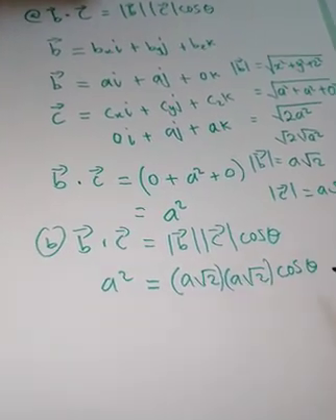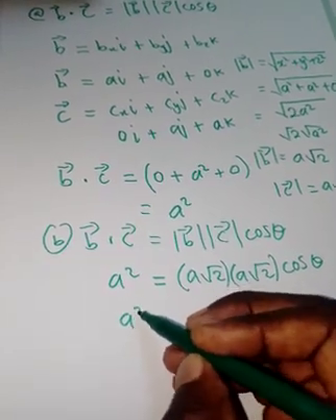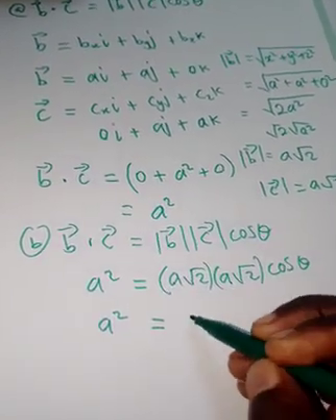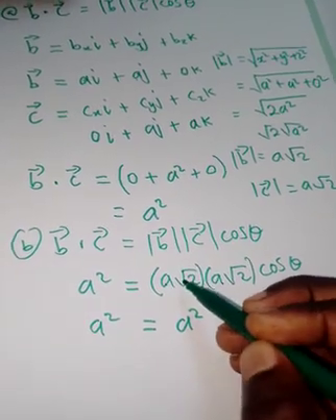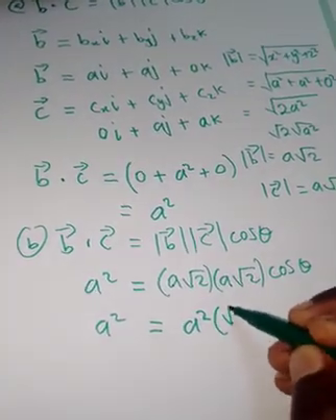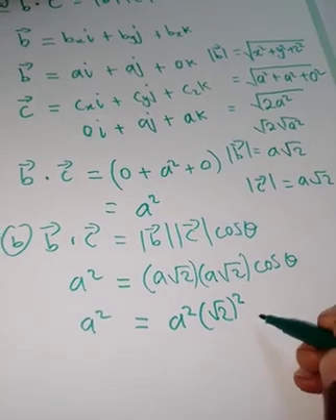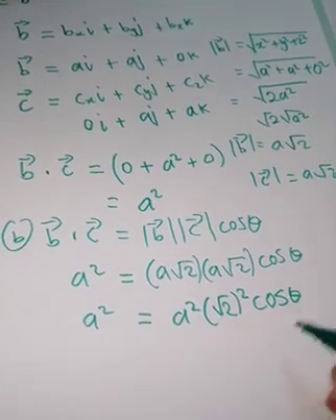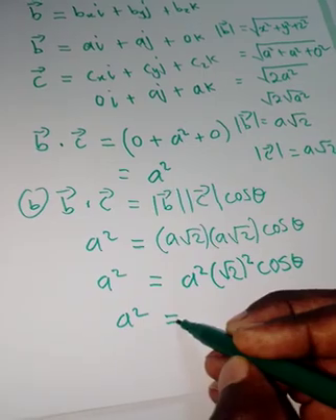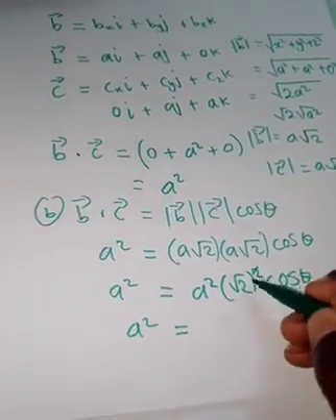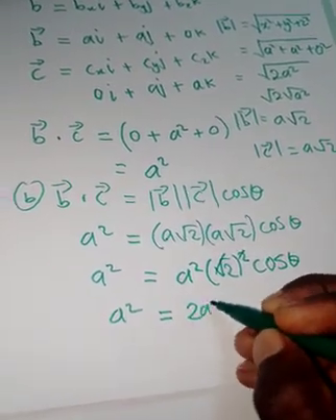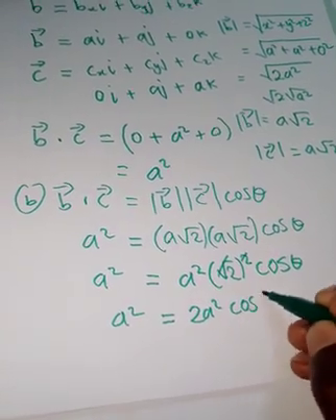Let's proceed. So here we'll say a squared will be equal to, so at this point we can just multiply a times a will give us a squared, then root 2 multiplied by root 2, same as root 2 raised to the power 2 cos theta. So here we can say a squared being equal to, the root there will simplify with the square, we remain with 2a squared cos theta.